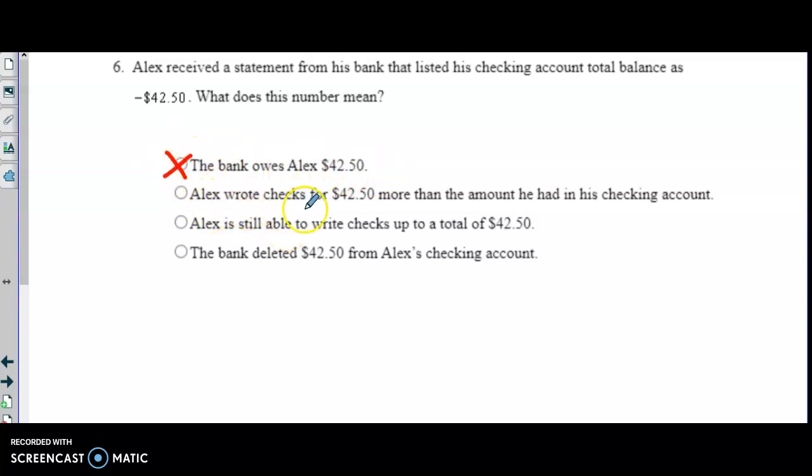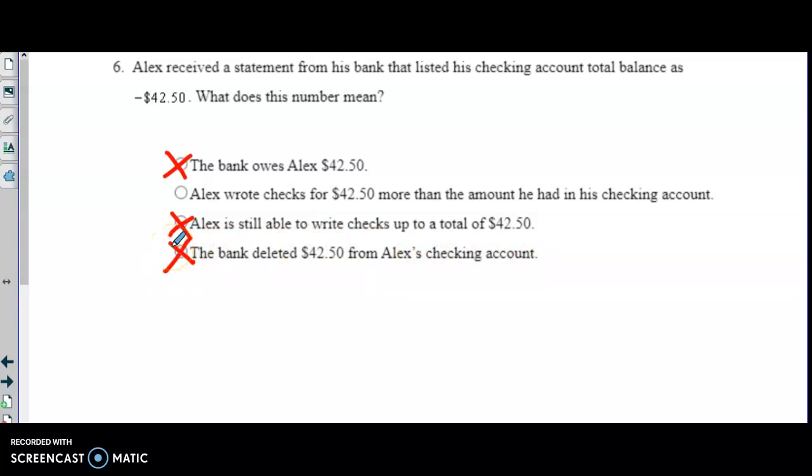Nope. Alex wrote a check for $42.50 more than the amount of money he had in his checking account. That one makes sense. Let's look at this one. Alex is still able to write a check up to a total of $42.50. No. If you don't have any money left in your bank account, if you're negative, you can't keep writing more checks. The bank deleted $42.50 from Alex's checking account. No, the bank never deletes money from your checking account.